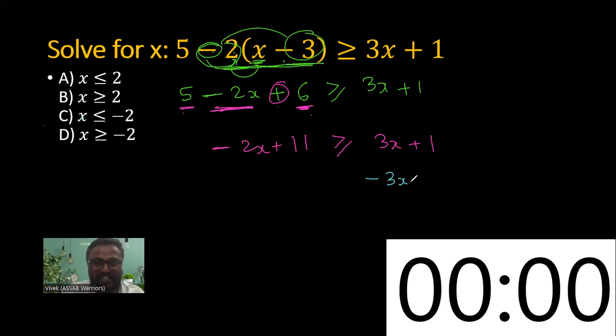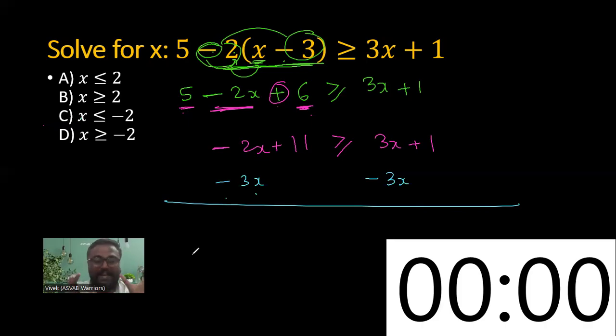So subtract 3x from both sides. What will we get? Negative 2x minus 3x. Remember, if you are adding or subtracting numbers with the same sign, you add them and keep the sign.